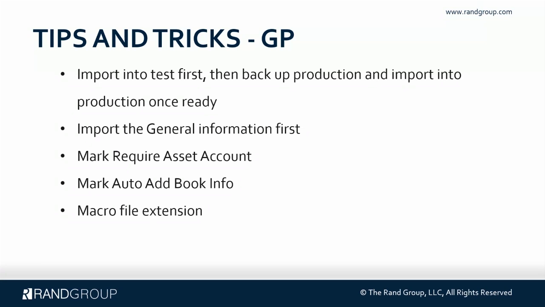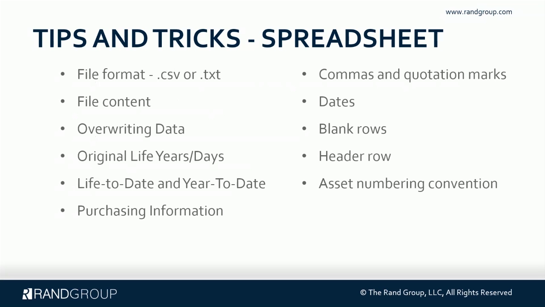Be sure to mark Require Asset Account in the Fixed Assets Company Setup window so that the account numbers can be saved with the asset record. If you want depreciation information to default to the predetermined book class settings, mark the AutoAdBook info checkbox in the Fixed Assets Company Setup window and in the book window. If you only mark one, GP will not auto-add the book information. The last Microsoft Dynamics GP tip is that when you point to the file location to save the created macro, please be sure to add the .mac file extension in the file name.